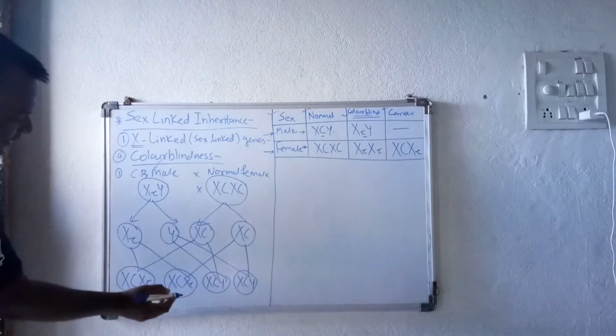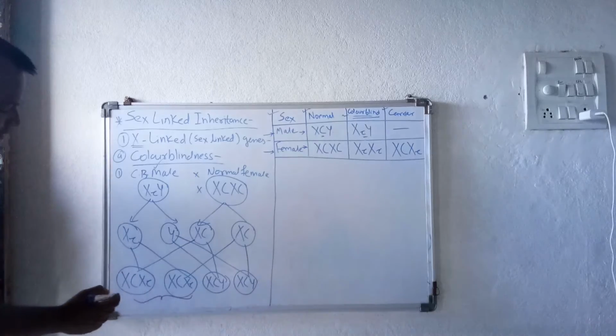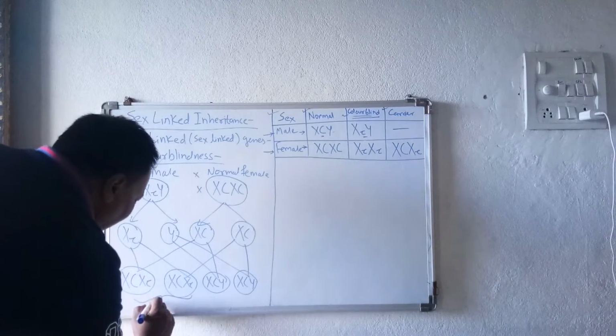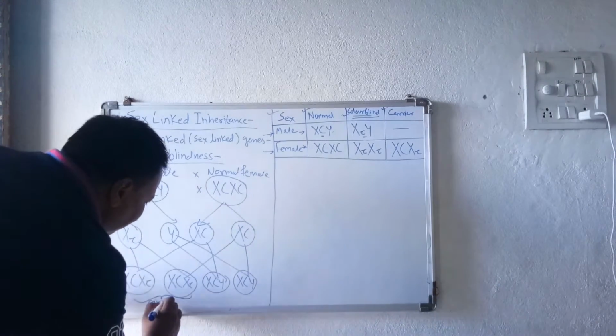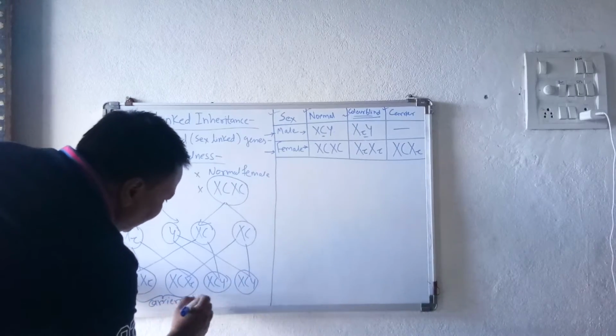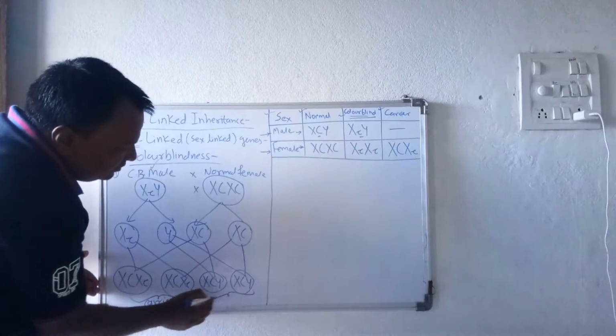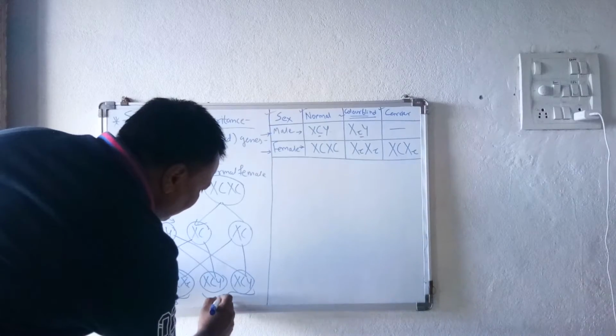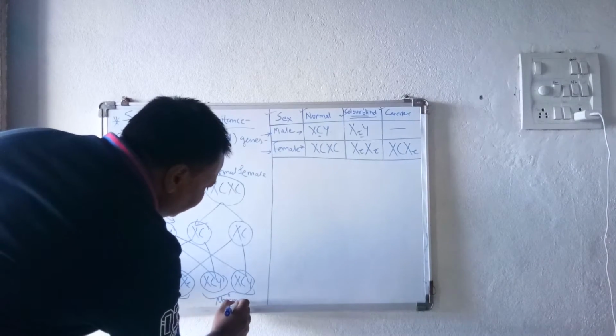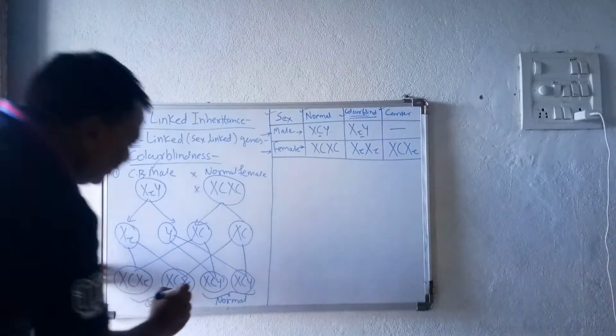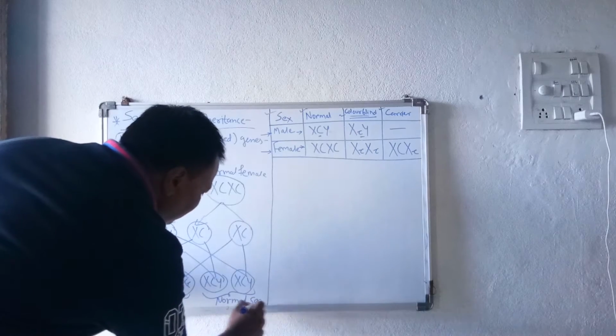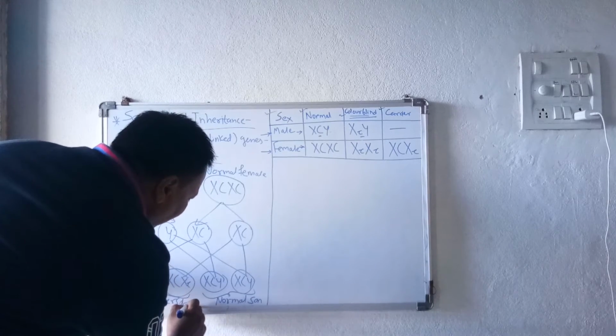Out of these four combinations, these two daughters are the carriers, and these two sons are the normal sons. Here these are the carrier daughters.